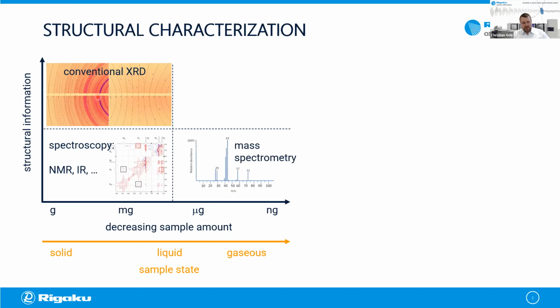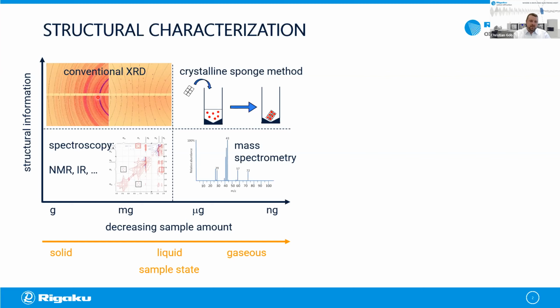If you have even less amount of sample, or if it's a gas, then you can still do mass spectrometry. The isotopic pattern will also tell you at least the elements that are present and the weight of the compound. And then in the last corner, we can find the crystalline sponge method. As you see, this is a method that could be employed for samples of very little amount. So we are talking about maybe 1 microgram or even the nanogram regime.